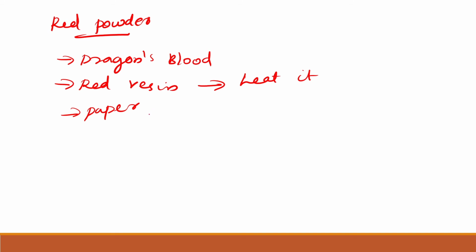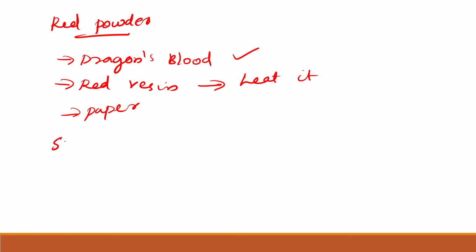So if the fingerprints are fresh, we can use the dragon's blood, and this is finely powdered red resin from the fruit of a palm that is used in the manufacture of zinc engravings. When this dragon's blood is applied, you have to heat it, and after that a fine print will appear. So it is found useful on paper when the fingerprints are fresh.